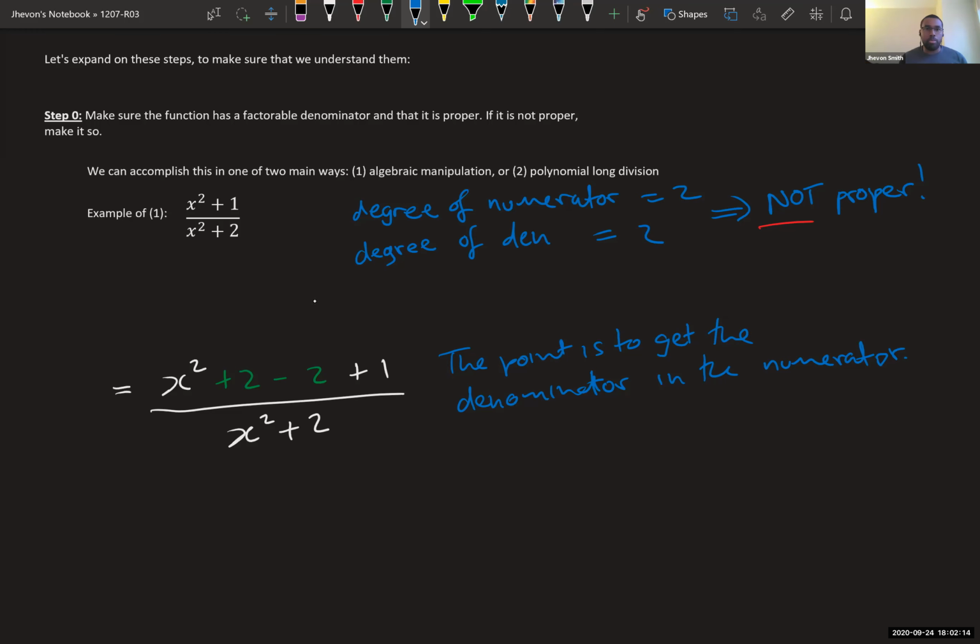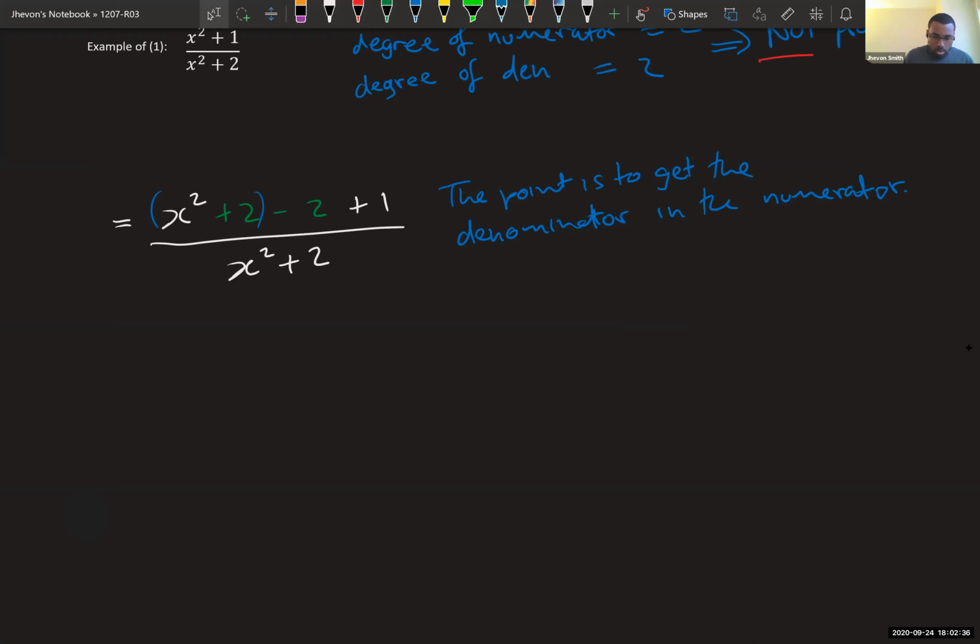How can I get an x squared plus 2? I don't have an x squared plus 2. I have an x squared plus 1. Well, add the 2. But I can't add the 2, that's going to change the value. That's fine, subtract the 2 again. So I add and subtract the 2 so that I get x squared plus 2. Now you notice that this part here is the same thing as the denominator. This now looks like the following: x squared plus 2 minus 1 over x squared plus 2. What you can do now is split the fraction.